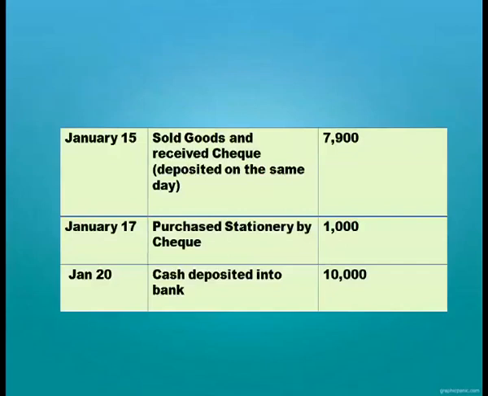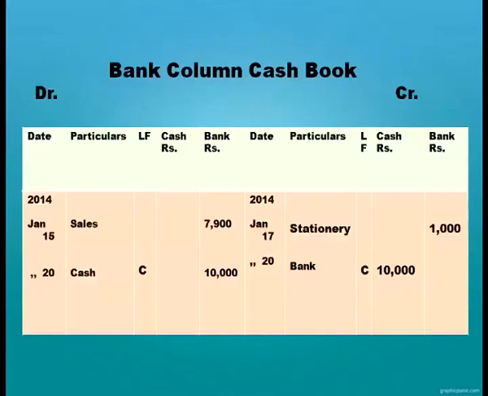Sold goods and received check. Deposited on the same day. So, bank account debit to sales. Purchase stationery by check. Stationery debit to bank. Cash deposited into bank. This is a contra entry, bank to cash, 10,000. January 15th.